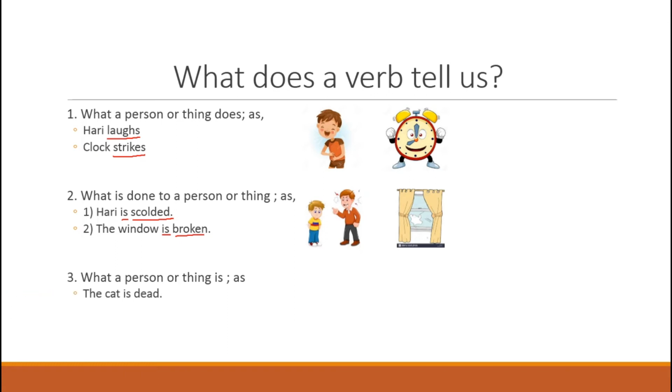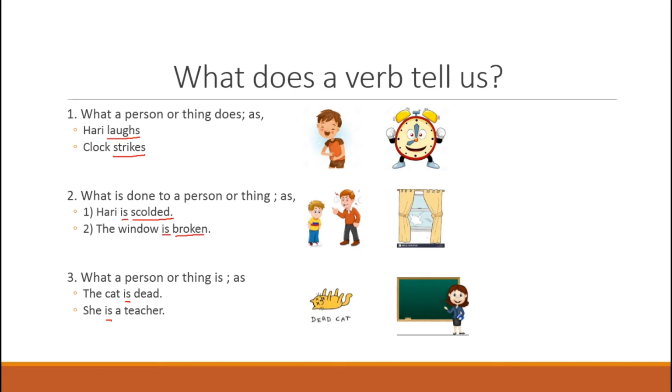For example, the cat is dead, means here giving information about the cat. So here is is a verb, but it is only information about what a person or thing is. And the next example is she is a teacher. So here only information is there. Is is a verb, but only informative.